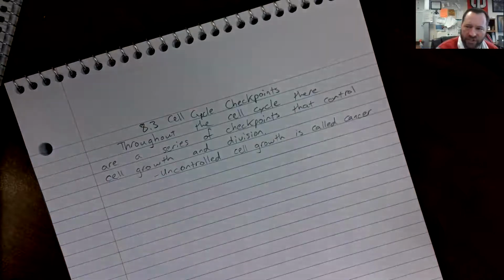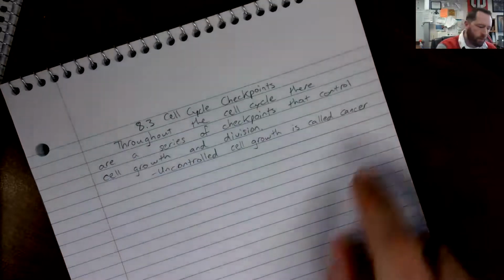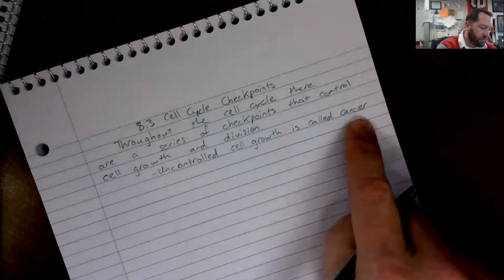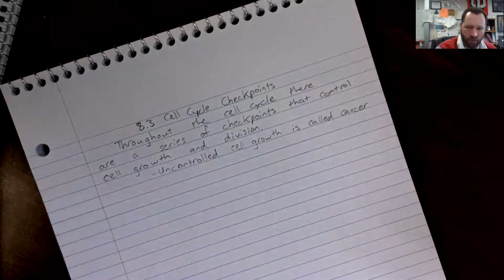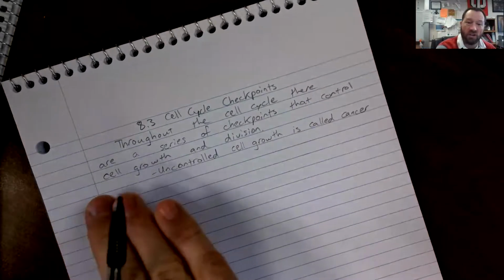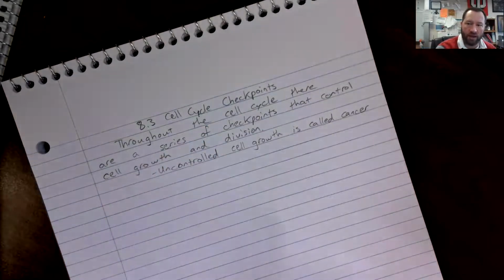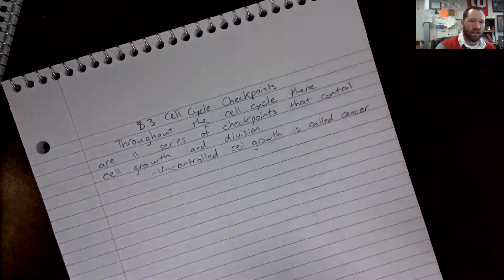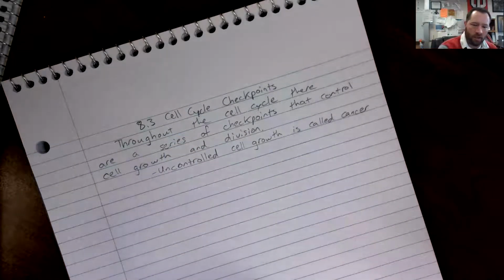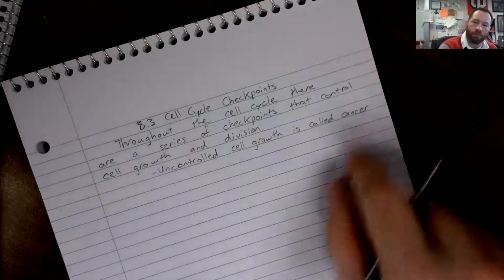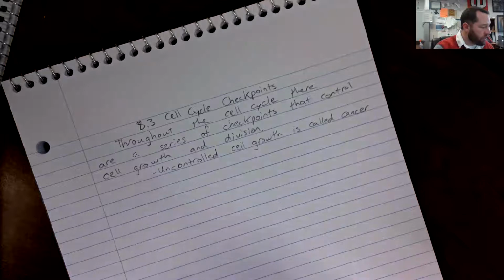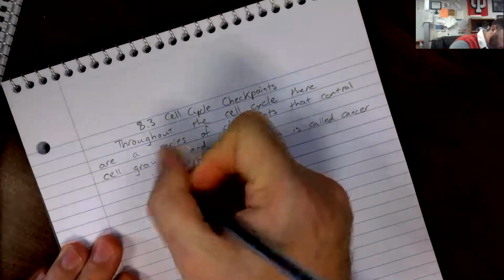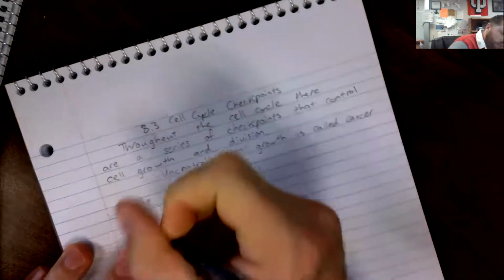It's that terrible disease we've all probably been affected by one way or another. Cancer is really a loss of the body's ability to control which cells grow and divide. So when cells go out of control and start growing and dividing, they end up forming a tumor, and the end result is cancer. So these cell cycle checkpoints are really, really important. There's going to be 3 of them that we'll discuss today.